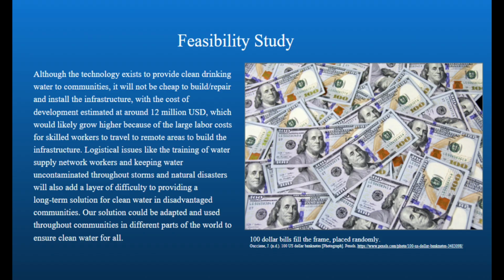Moving on to the feasibility study of our design, we found that although the technology exists to provide clean drinking water to communities, it will not be cheap to build and repair the infrastructure, with a cost of development estimated at around 12 million United States dollars, which would likely grow higher because of the large labor cost for skilled workers to travel to remote areas to build the infrastructure. Logistical issues like the training of water supply network workers and keeping water uncontaminated throughout storms and natural disasters will also add a layer of difficulty to providing a long-term solution for clean water in disadvantaged communities. Our solution could be adapted and used throughout communities in different parts of the world to ensure clean water for all.